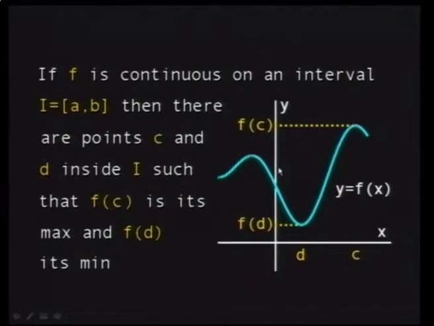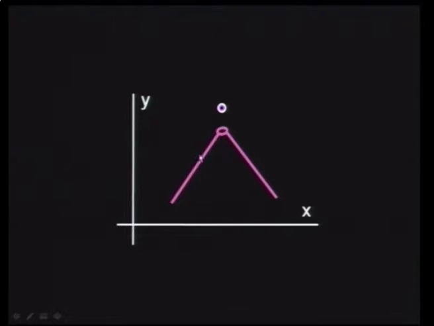Unfortunately, this is a sufficient condition for the existence of a maximum or a minimum, but it's not necessary. For example, this function here is defined on a closed interval, but it's not continuous, and yet it has a maximum. This is a maximum value for the function. So a maximum value of the function may exist, and the function may not be continuous.